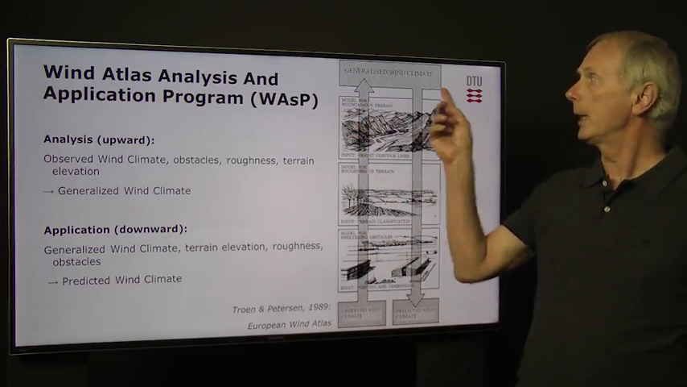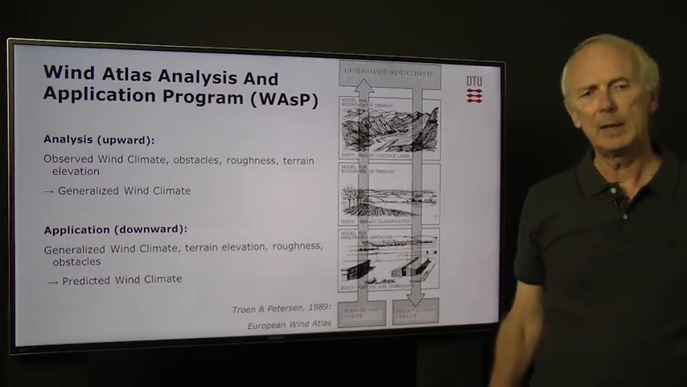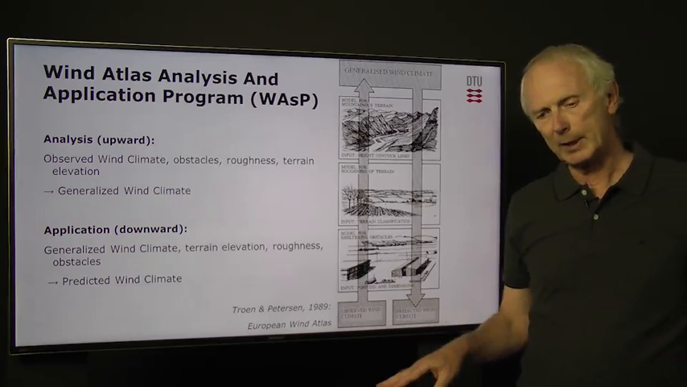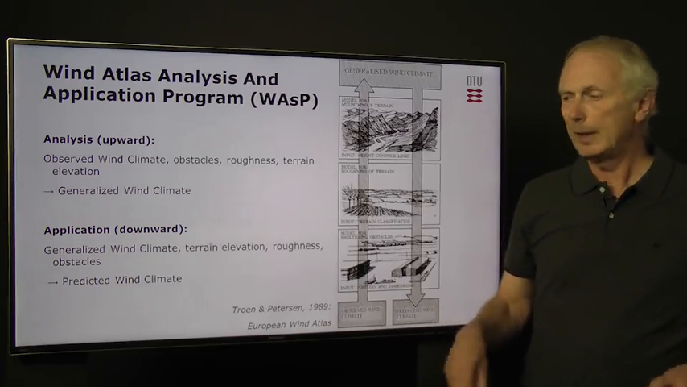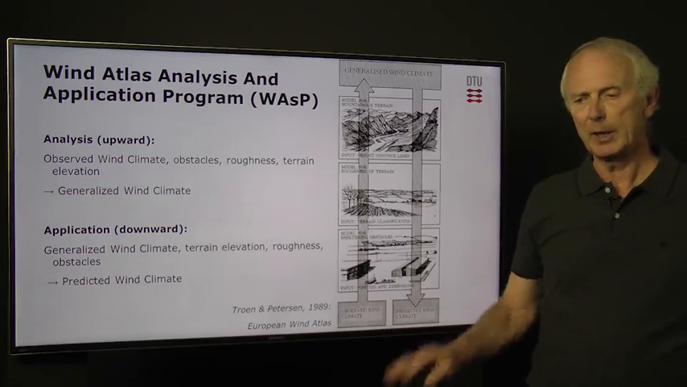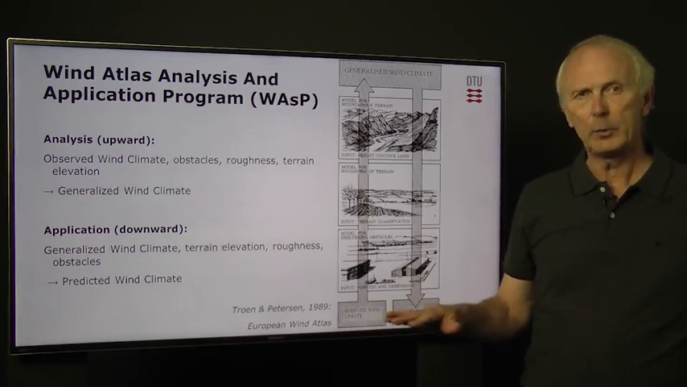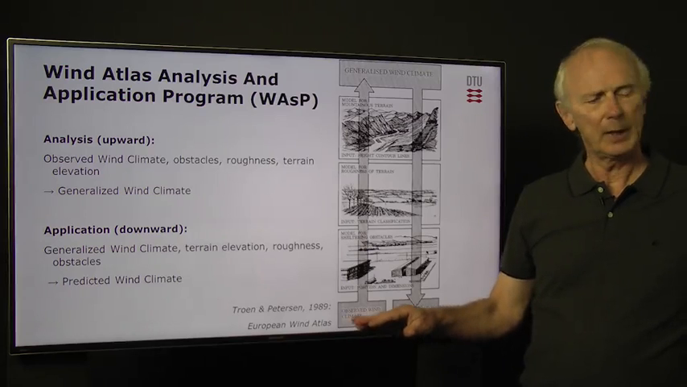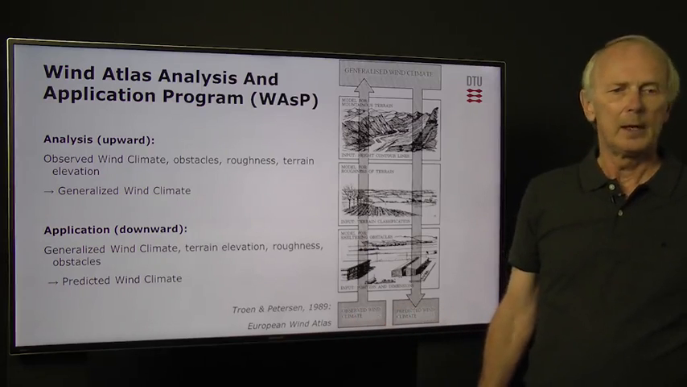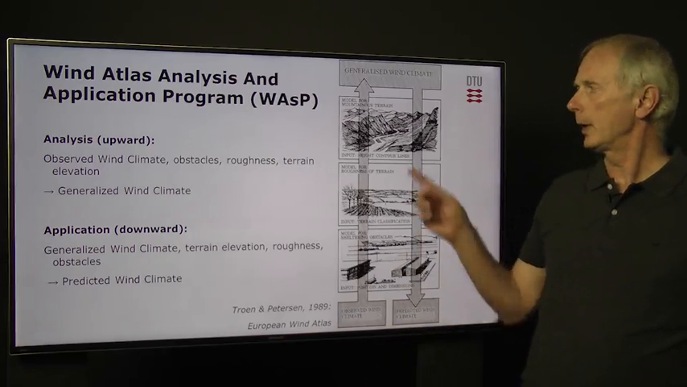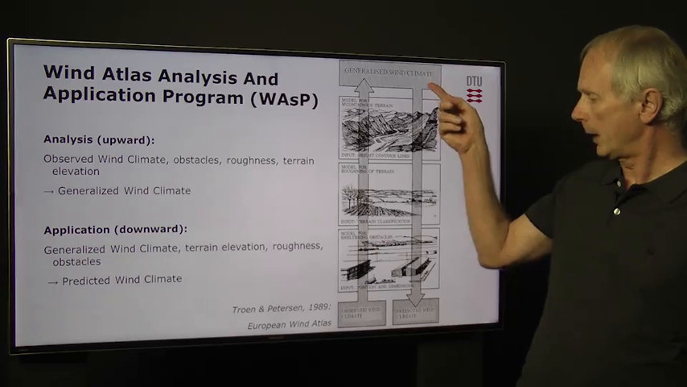In this way, we make a generalized wind climate. That means that we take the measurements from a real site, and then we clean them in such a way that they represent a flat terrain with a specified roughness that we can actually specify. Then we have something we can use. We can go the other way, and we can go down.